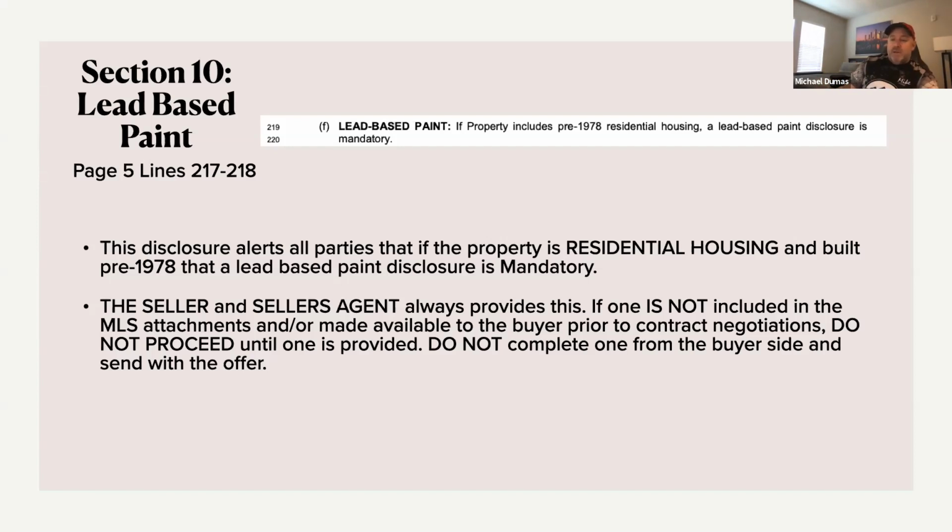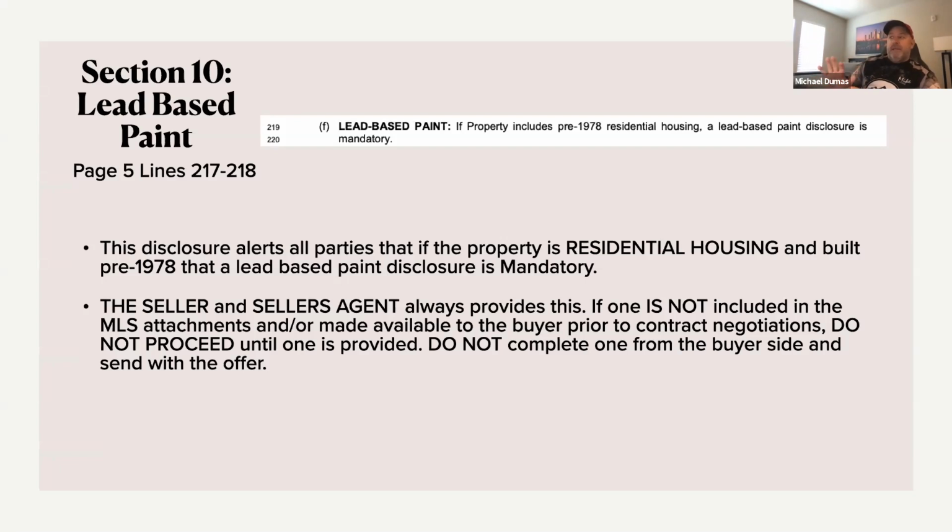If there is not one in the MLS system, in the attachments, or it's not made available to the buyer prior to the contract negotiations, do not proceed. You are breaking the contract law if you proceed. They have to provide one. If they don't want to provide one, then you need to go up the ladder to their broker and explain that per the contract, they're supposed to provide one. If they still don't want to do one, then you have to negotiate that and talk with your buyer and see if they want to proceed.